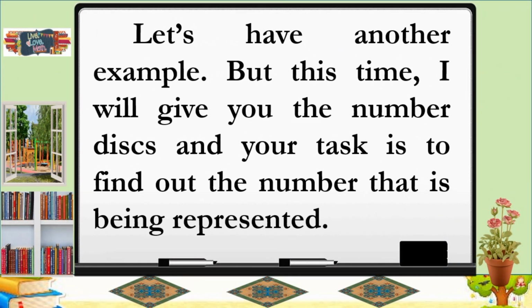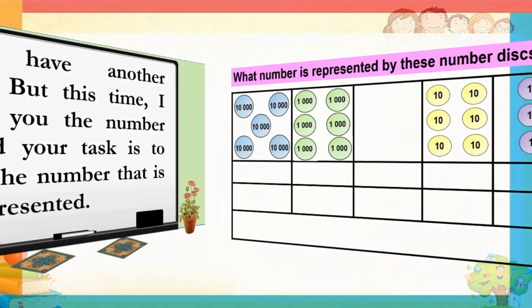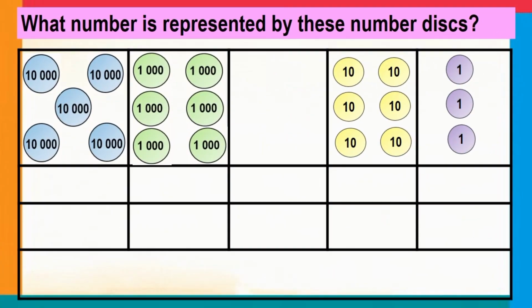Let's have another example. But this time, I will give you the number discs and your task is to find out the number that is being represented. What number is represented by these number discs? Now, let's begin to answer this question. How many discs are found in the ones place? Correct. There are 3 ones in the ones place.